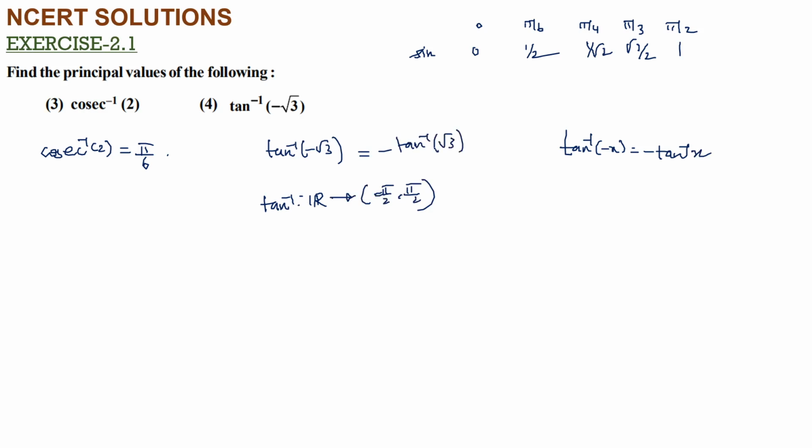For what value is tan equal to root 3? It is pi by 3, that is for 60 degree. Tan 60 degree is equal to root 3. So 60 can be written as pi by 3. So the answer is equal to minus pi by 3.